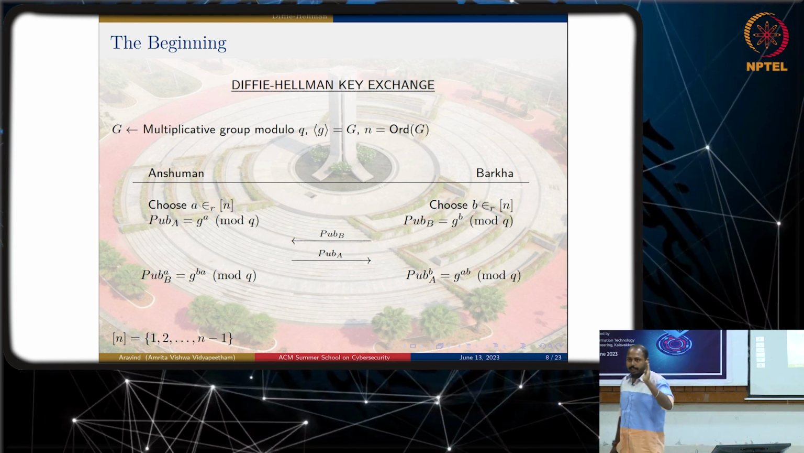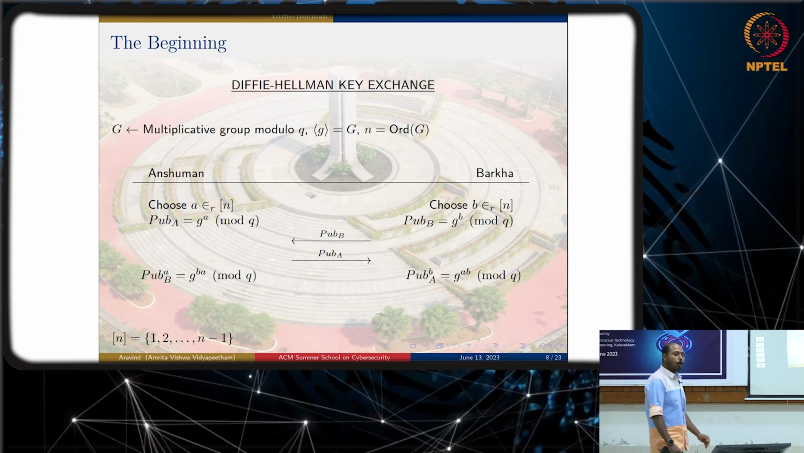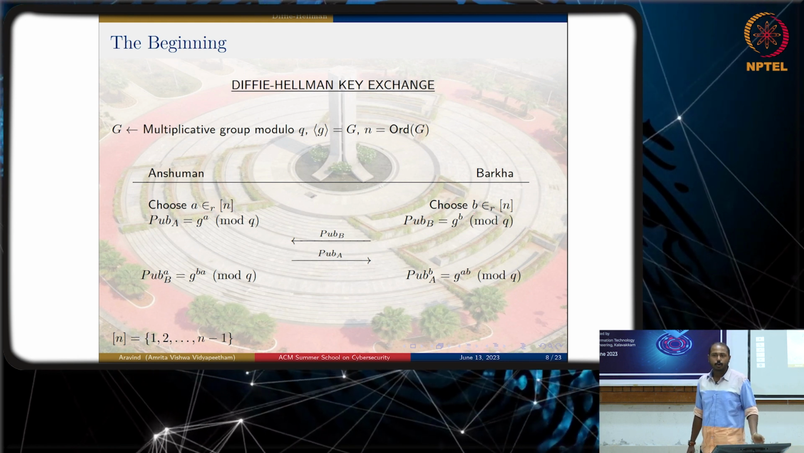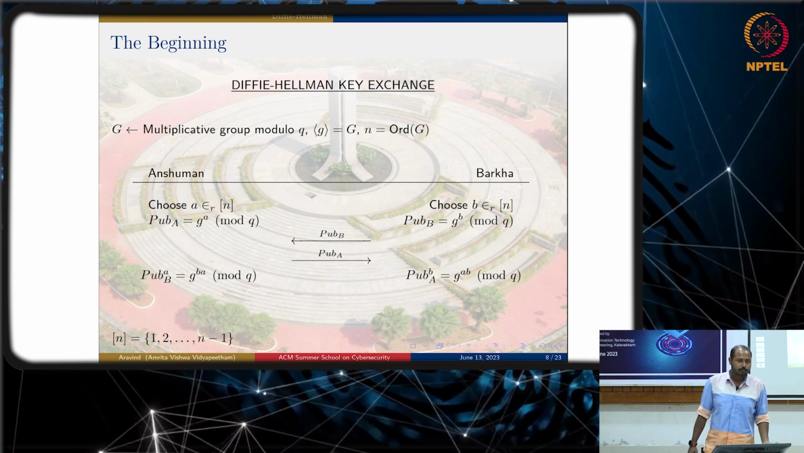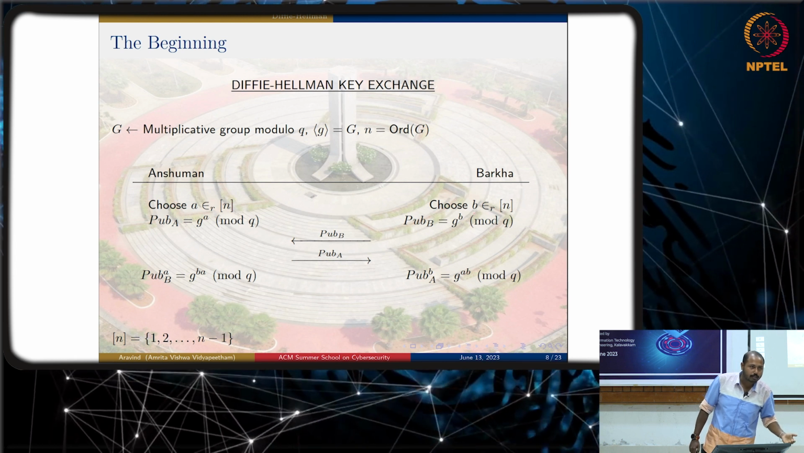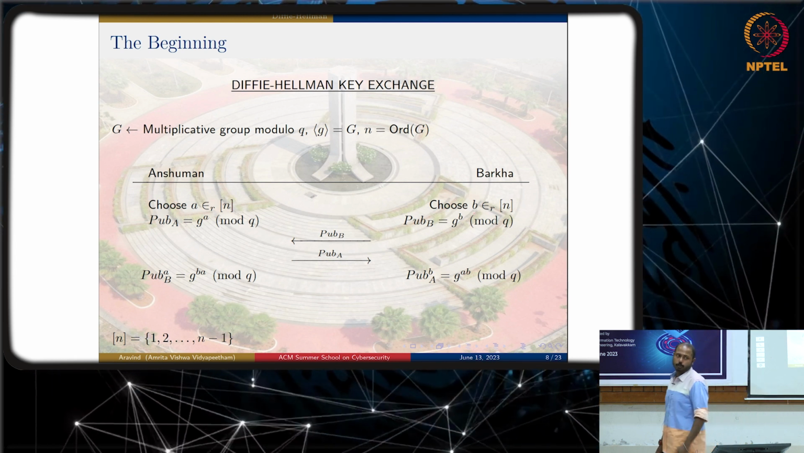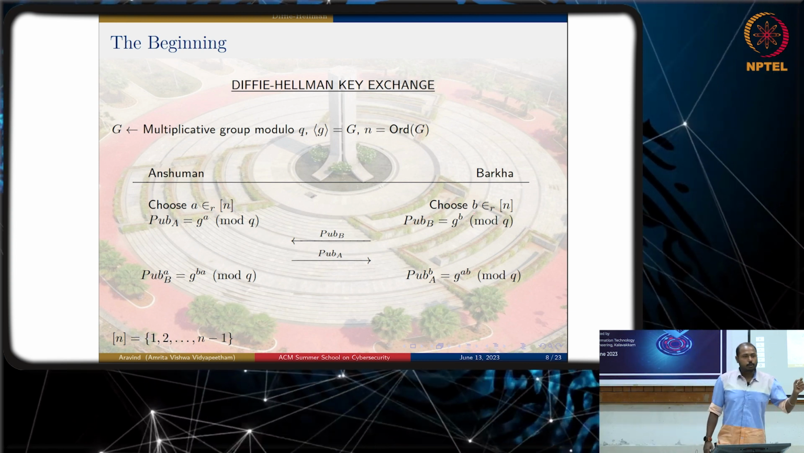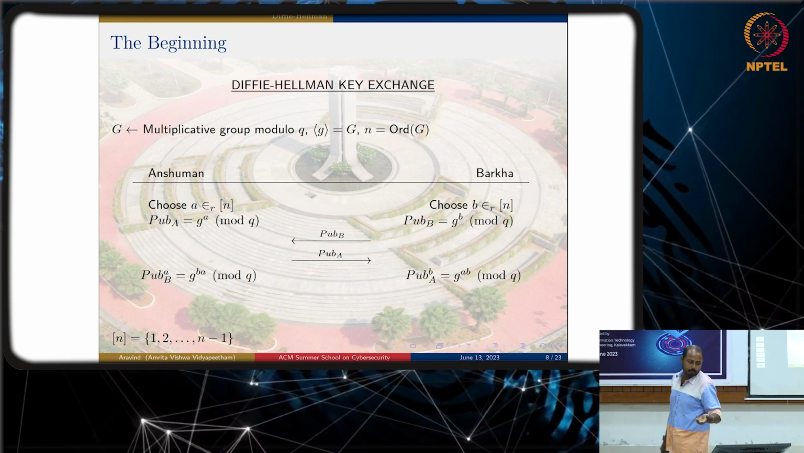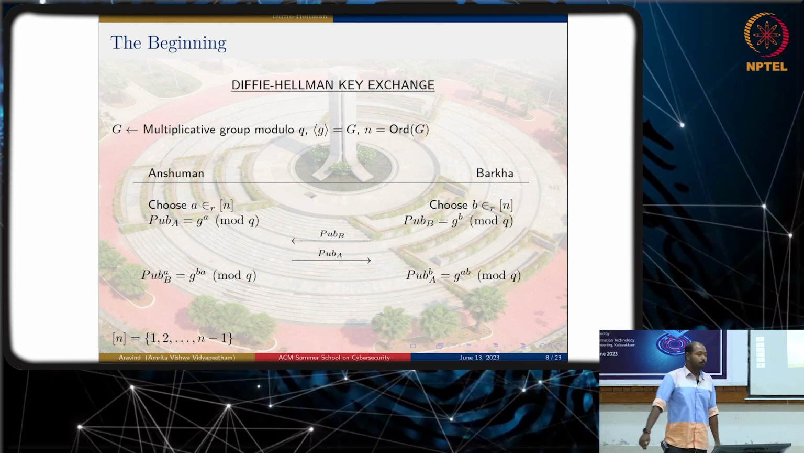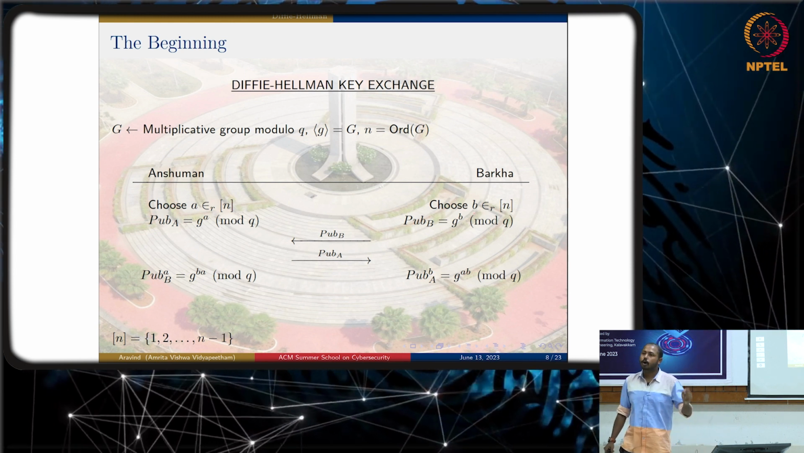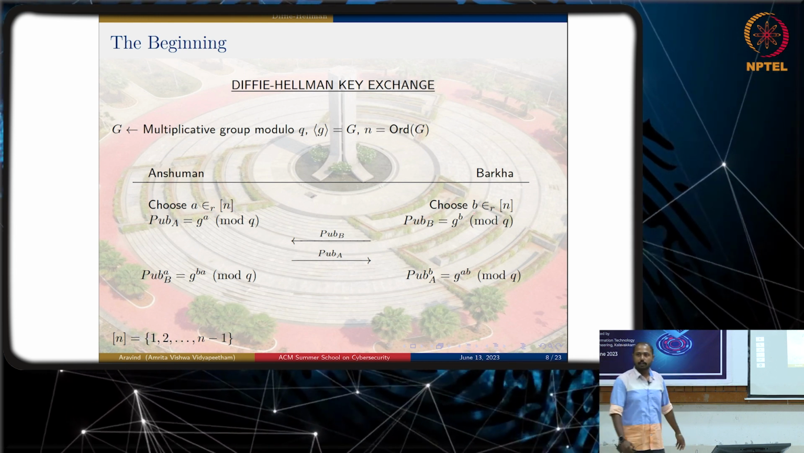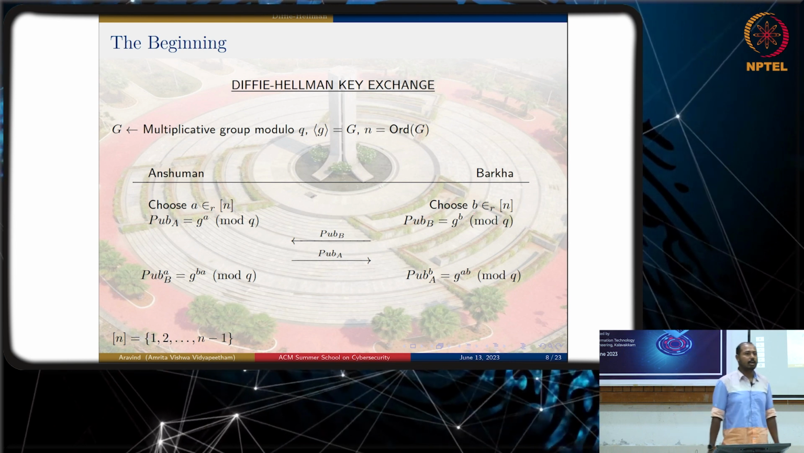So each person, suppose n is the order of the group. So what is the order of the group? Exactly, the number of elements in the group. So we can choose any number from 1, 2, 3, etc. up to n minus 1. The notation n in square braces means all integers from 1, 2, 3, etc. up to n minus 1. Fine. You can choose any number from the set 1, 2, 3, etc. up to n minus 1.